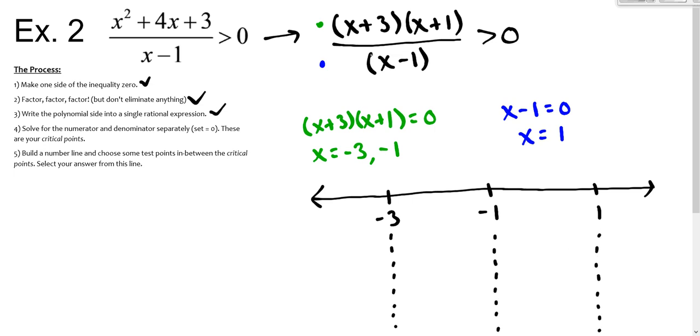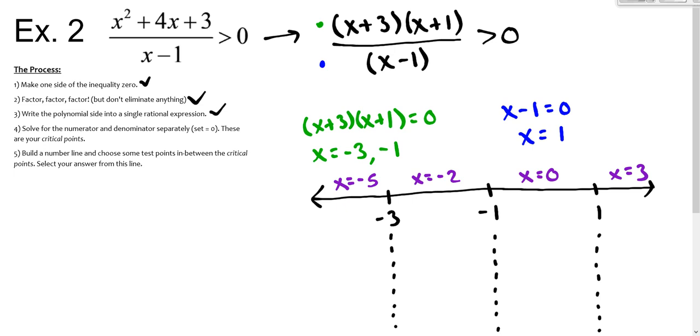And I'm going to pick some test points. Again, it doesn't really matter which ones you pick, but let's pick a number that's less than -3. So let's pick, I don't know, -5. In the middle here, let's pick -2. In between -1 and +1, if we can choose 0, definitely pick 0. And then over here, I'm going to say x equals, what's a number bigger than 1? 3. Again, it doesn't really matter which number you're picking, but that's okay.